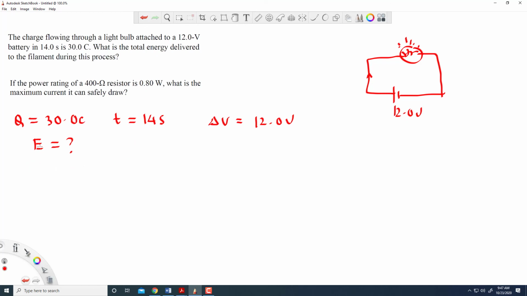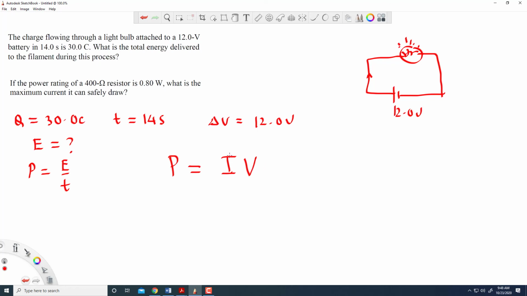We know the relationship between energy and power. Power is energy over time. So if we could find power, then we can find energy. First we need to find the power to find energy. So what's the formula for power? I times V, or I times delta V.